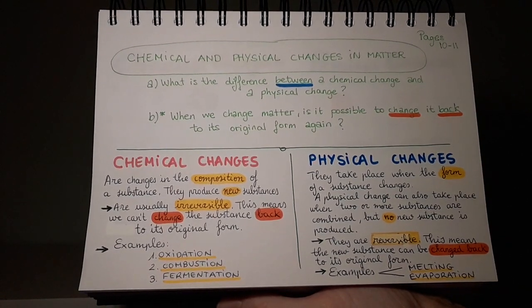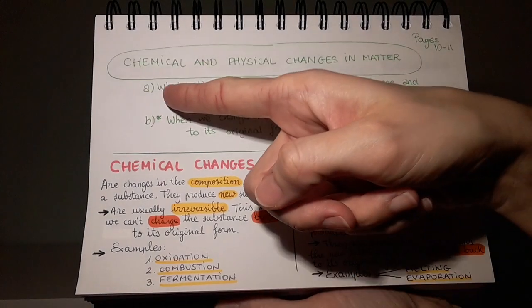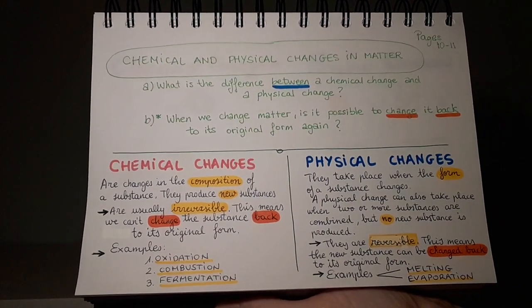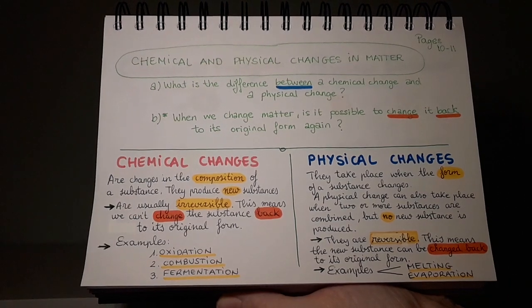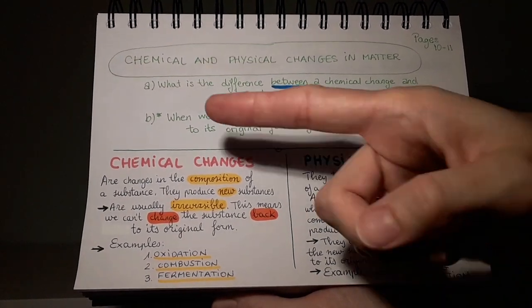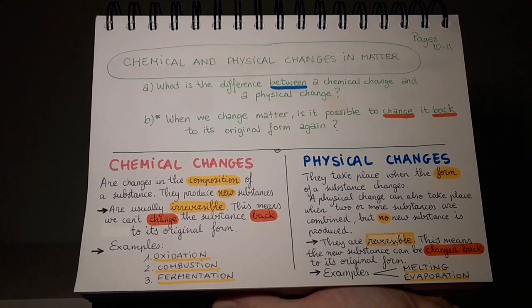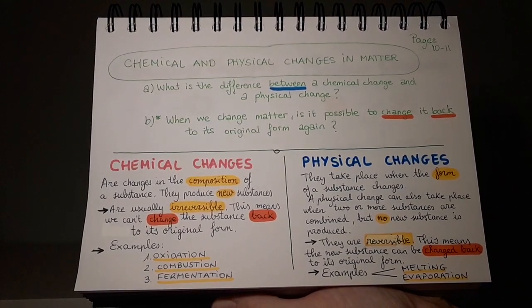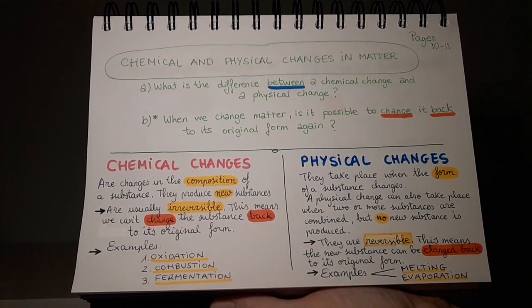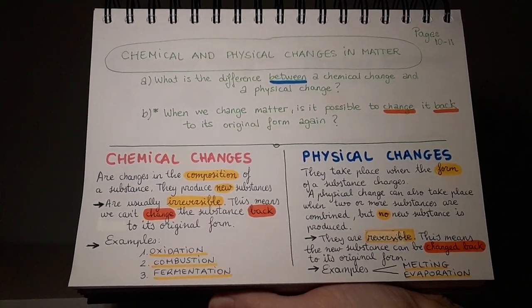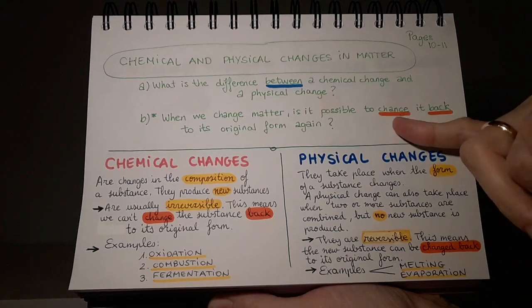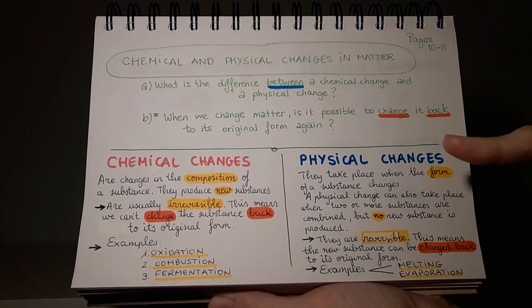Let's read it together. A. What is the difference between a chemical change and a physical change? B. When we change matter, is it possible to change it back to its original form again? So is it possible to change it back again?